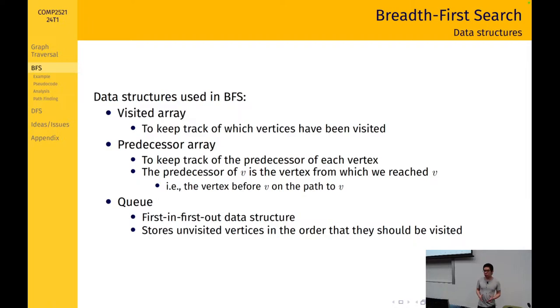Okay, we also use a predecessor array. The predecessor array we're going to use to keep track of the predecessor of each vertex. The predecessor of V is the vertex that I used to get to V, so it's the vertex from which we reached V. For example, if I'm at vertex U, and I look at all the edges and I see that there's an edge to vertex V that I haven't visited before, then the predecessor of vertex V will be vertex U. And we're going to use the predecessor array in order to rebuild the path to each vertex at the end of the BFS.